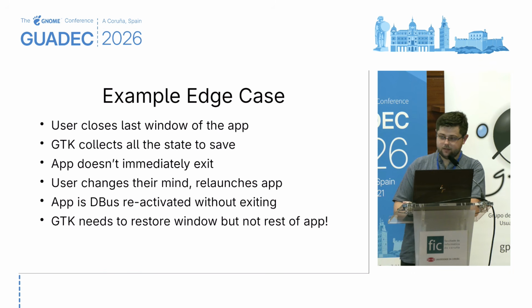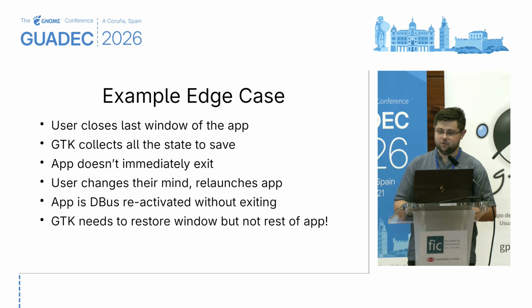And then let's say that for whatever reason the app doesn't immediately exit. Like the last window is gone, but maybe the app is being held running by a search provider or it's running some task in the background, whatever. The app keeps running. And then the user changes their mind before the app quits. They open their app grid and they relaunch the app. The app never quit, so it gets reactivated. But from the user's perspective, it's like we relaunched the app, they're being shown the first window again. So actually, GTK needs to restore that window, but it needs to not restore the rest of the app.